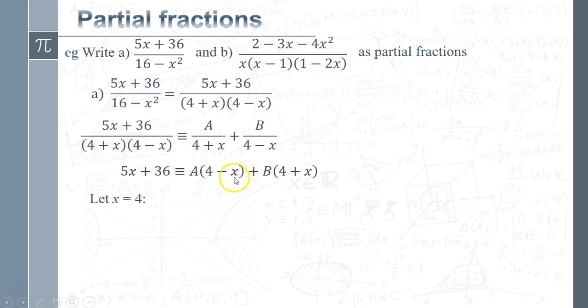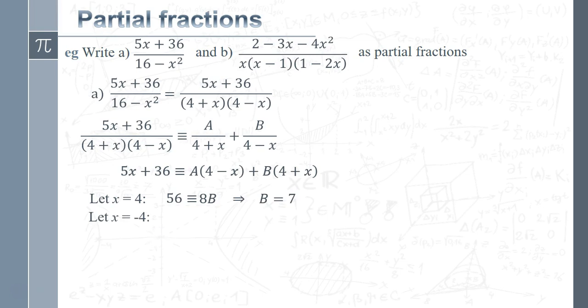And if we make x equals 4, that whole thing becomes 0. That bit there becomes 8. And over here, if I've got x equals 4, then I've got 5 times 4, which is 20, plus 36, that's 56. And over on this side, I've got 8b. And that gives me that b is 7.